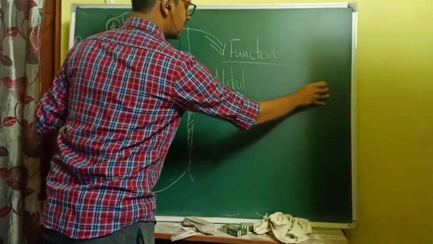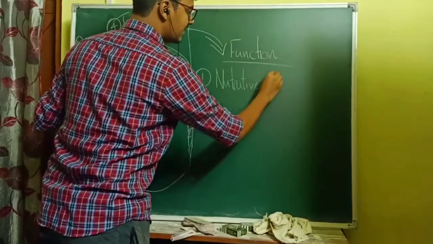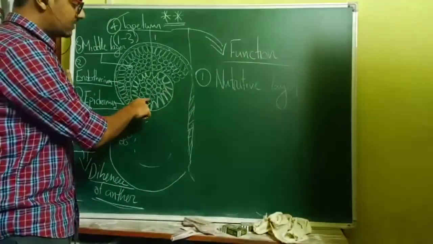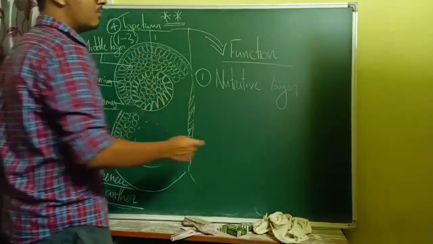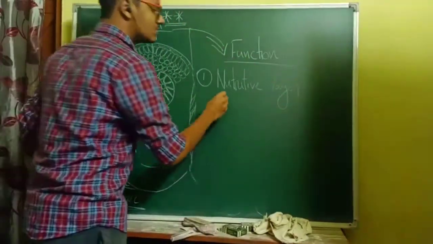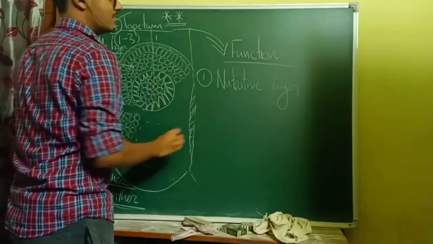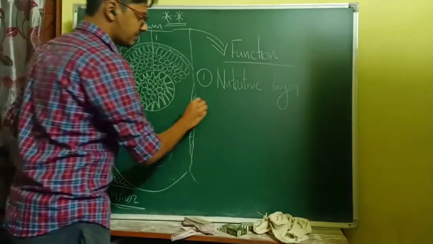It is a nutritive layer. Nutritive layer means it will provide nutrition. Provide nutrition to whom? Look, these cells later on are going to develop pollen grains. So pollen grains need nutrition to develop. That nutrition will be fulfilled by tapetum. So this is the first function, that this is a nutritive layer.